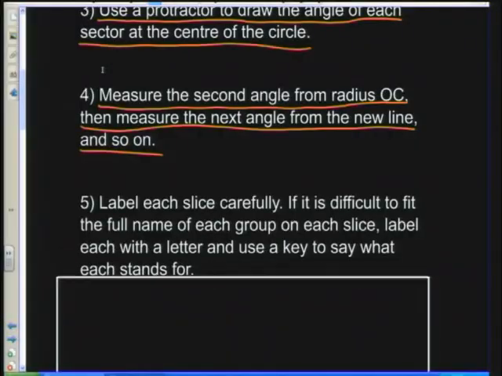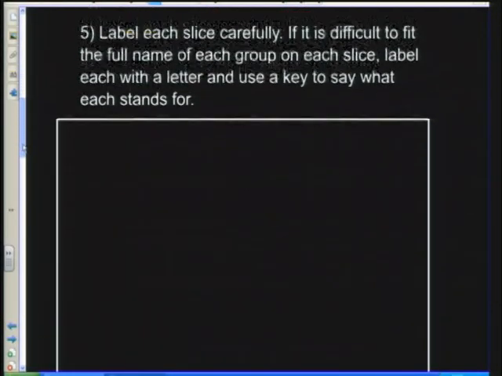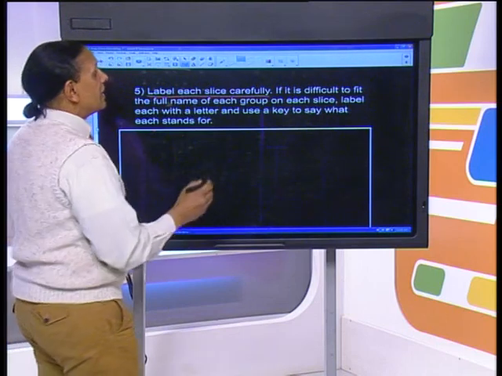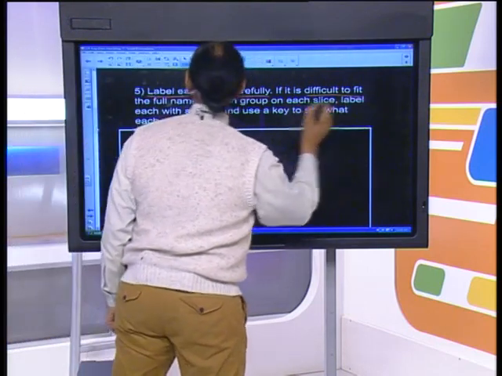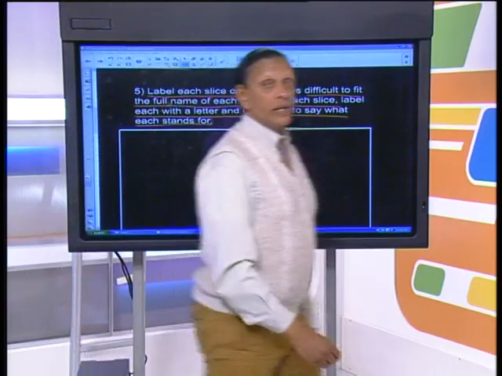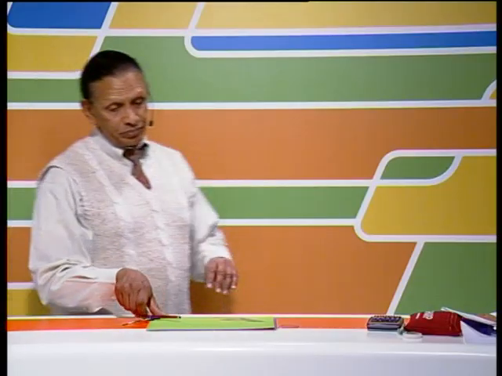Then, of course, step number five, label each slice carefully. Be careful, you need to name or label them. If it's difficult to fit the full name of each group on each slice, label each with a letter and use a key to say exactly what they stand for. Let me go back to the board and show you exactly what I mean.